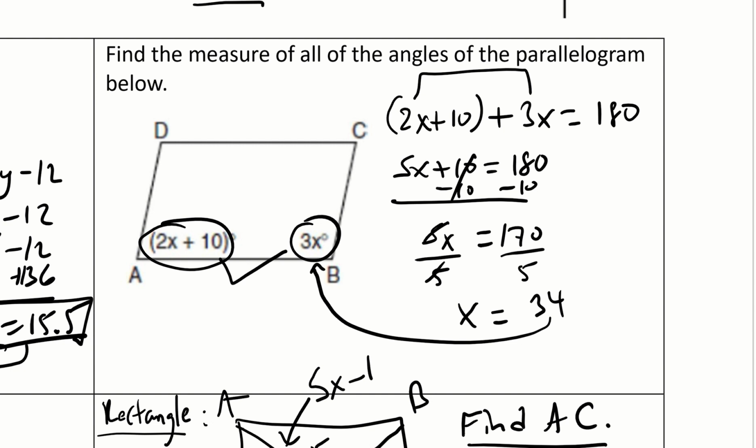I get 3 times 34 equals 128, or let's see, I get 12. So I should get 102 degrees. I plug it in there. And then if I plug it into this one, I get 78 degrees. So that's 78, this is 78 degrees, that's 102, this is 102. So we got all the angles for the parallelogram.